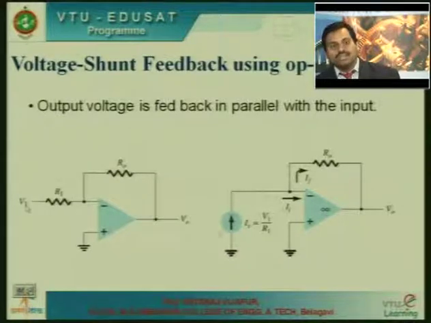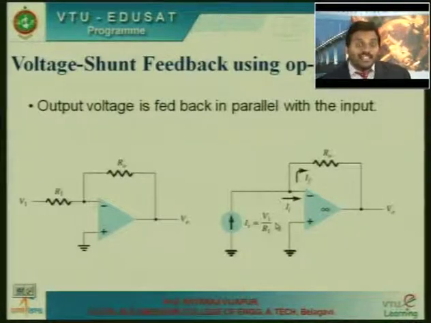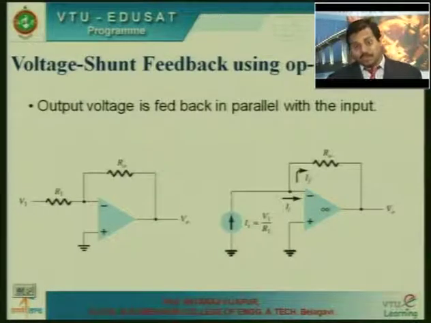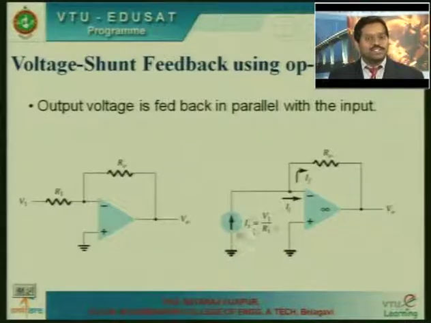This input voltage V1 is replaced by the current source. It is now the equivalent circuitry. For our analysis of voltage shunt feedback, we are replacing the input voltage source by its equivalent current source. This current source will generate a current of magnitude V1 by R1, same magnitude. Then you have current II, which is the input current entering the op amp.